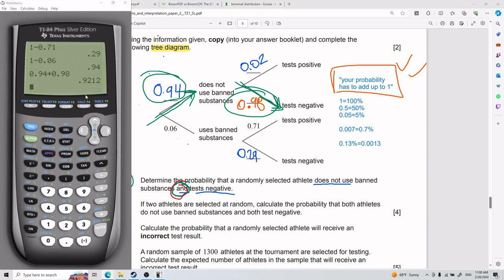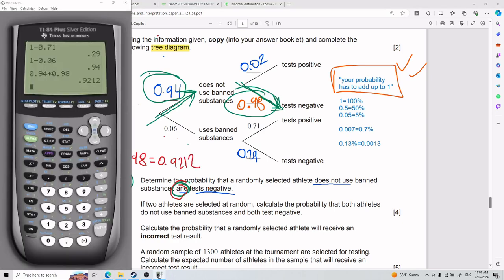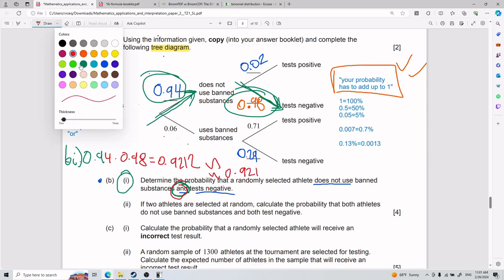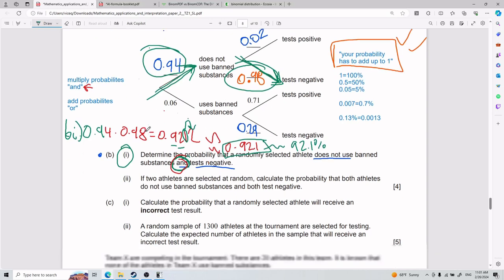For part B-I, the answer is, it would be 0.94 times 0.98. This gives you 0.9212, if I'm not mistaken. If you use three significant figures, it's 0.921 because you count 1, 2, 3. Do you round it up or down? You keep it the same, 0.921. As a percent, it's 92.1%. All right, that is part B-I.